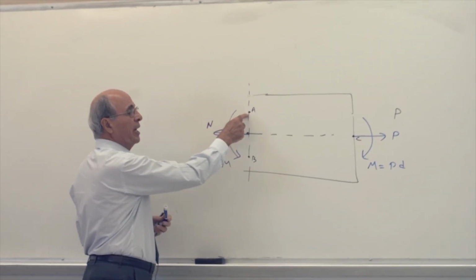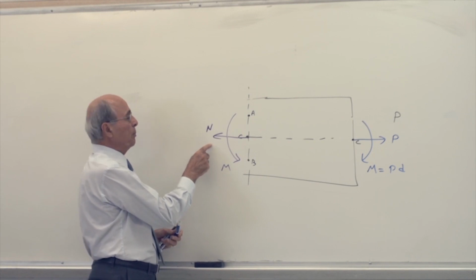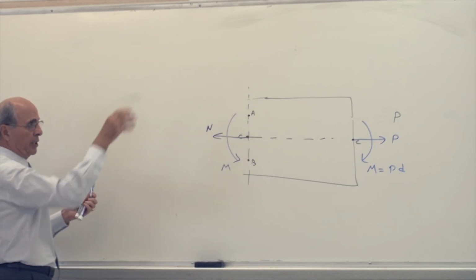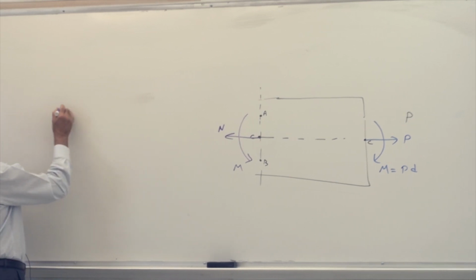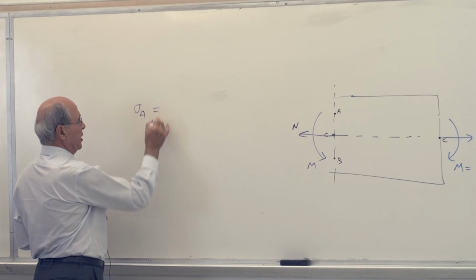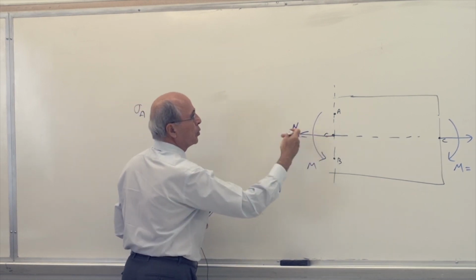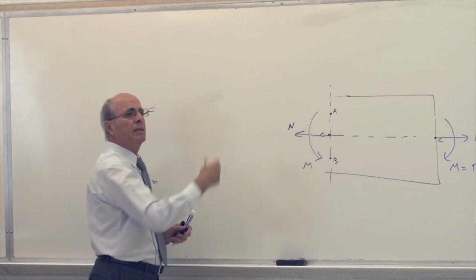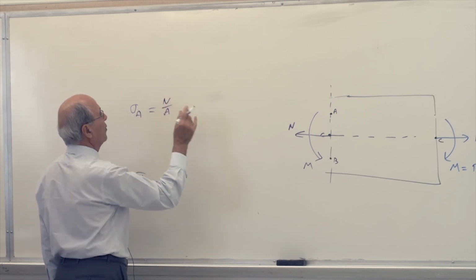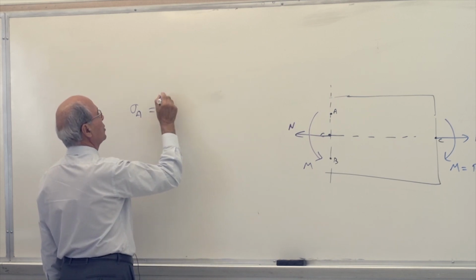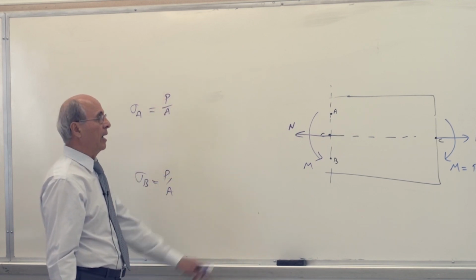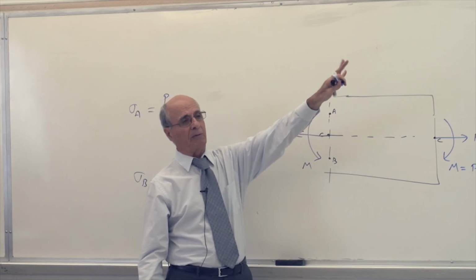If this is point A, due to the P or actual force, let's write it here. Forget about that, write your sigma here. There is a sigma A there, there is a sigma B there. Is that correct or not? Now, forget about the moment due to this force, everything is in tension. So you put here N over A, or P over A, because N is equal to P, and you put P over A here. Correct or not?